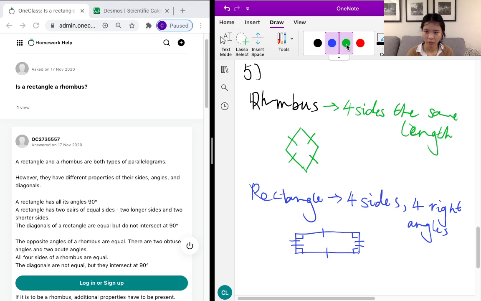Now, a square is a special type of rectangle where all 4 sides are the same length. In addition, all 4 of its angles are right angles. So a square is a special type of rectangle, and a square is also a rhombus because all 4 sides have the same length.